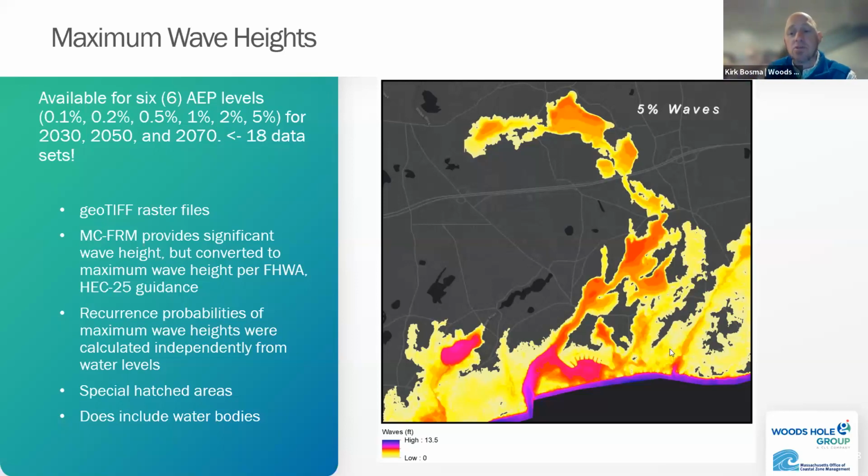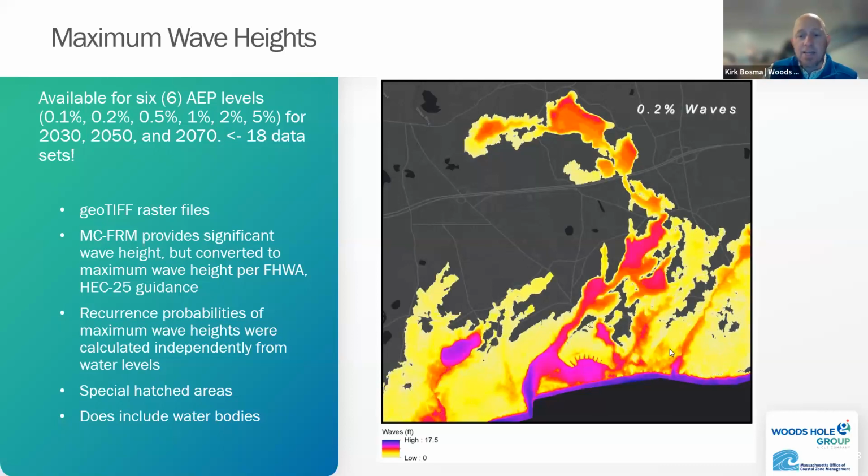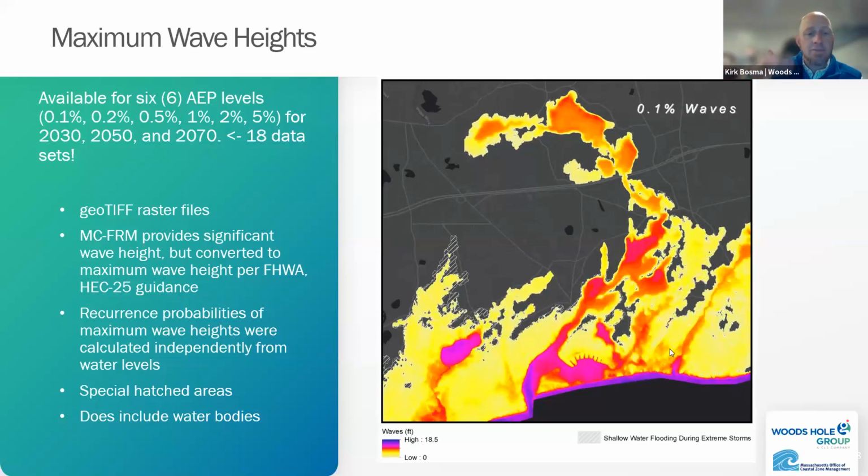It can be translated to significant wave height, which is the 1/3 highest wave, through calculations. We can help with that if need be. And again, you can see how that varies. And there's that special hatched area that exists again at that 1,000-year level where we get to the really thin, shallow water areas. Why did we use maximum?